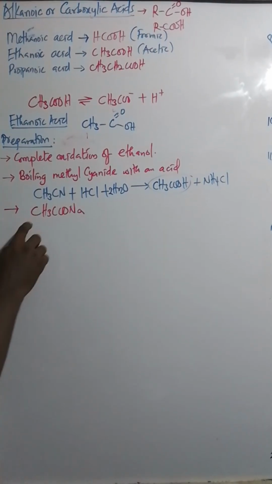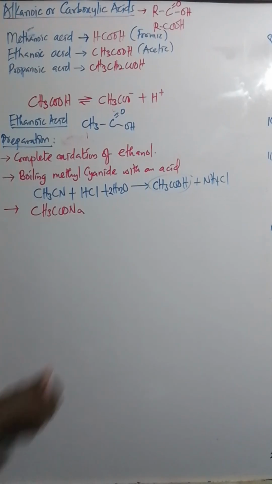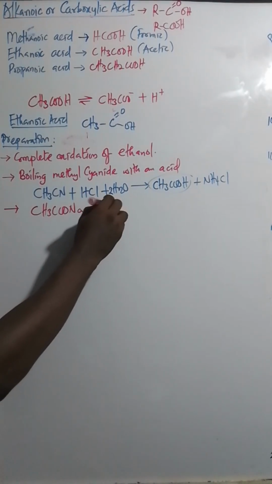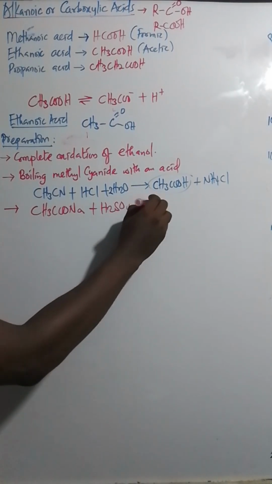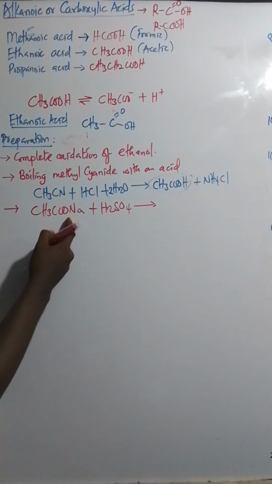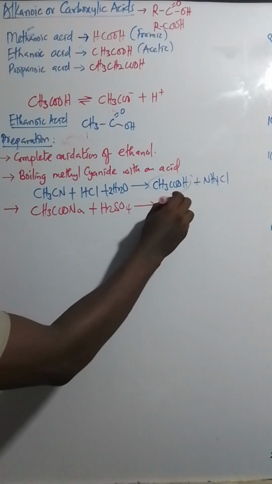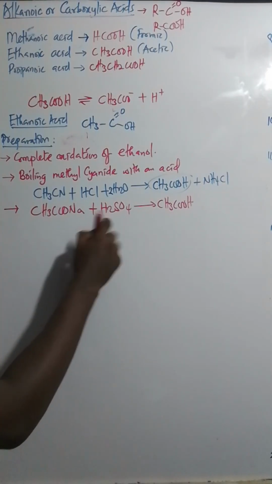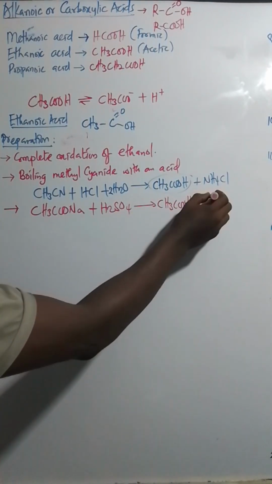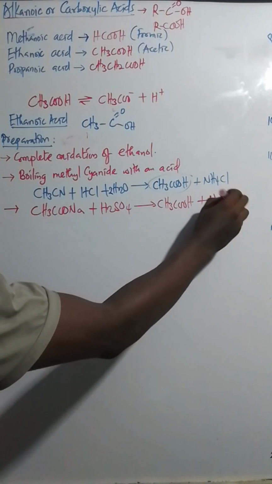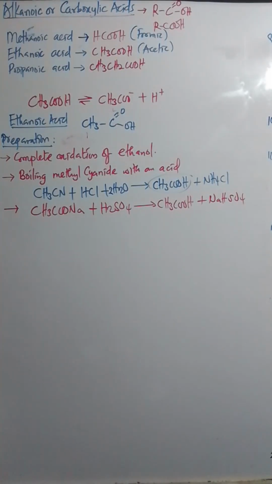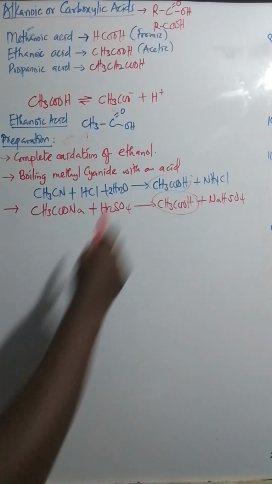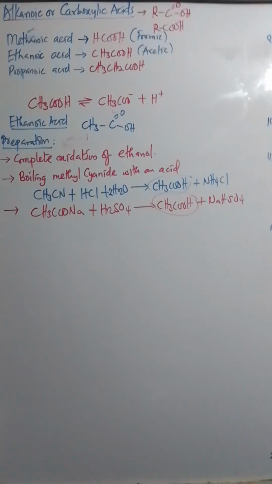So if you have this anhydrous sodium ethanoate, then we distill it with H2SO4. This Na will be replaced and one H will come here. So you have CH3COOH. Then what happens? This one will drop by one, that will be NaHSO4, sodium hydrogen sulfate, an acidic salt. So we have our ethanoic acid.